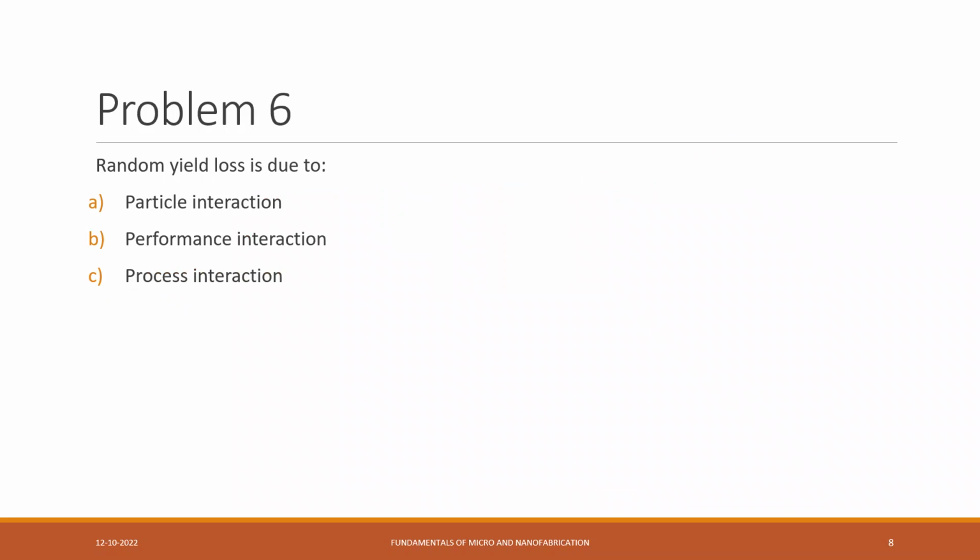So here you have to tell what random yield loss is due to. Yield means what would be the success of a system. But for the loss in it, random yield loss, there are three reasons which can be causing it, and you have to tell which one of them causes random yield loss.